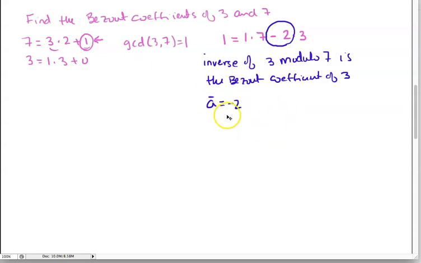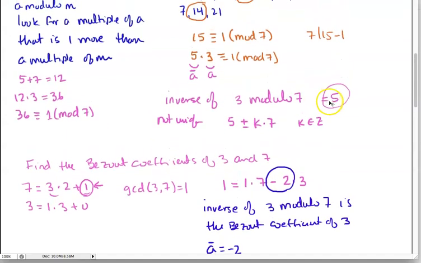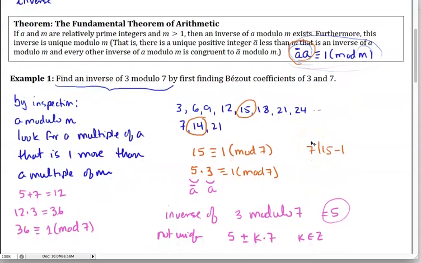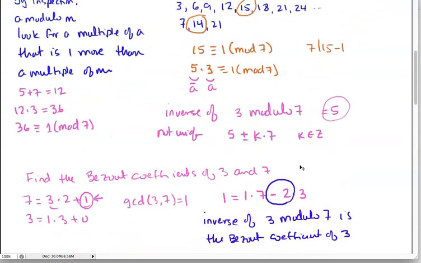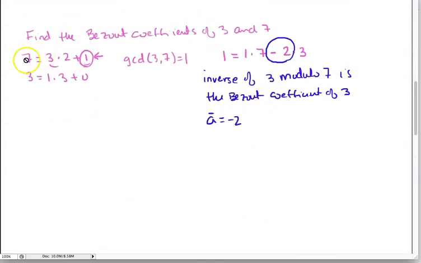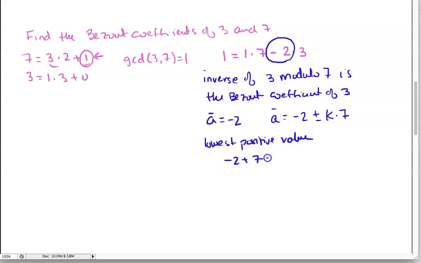Okay, so if we compare with what we've done by hand, we saw that we found the inverse to be 5, not 2. But remember that the inverse is not unique. It can be that value plus or minus any multiple of 7. So this leads us into saying the inverse is -2 plus or minus any multiple of 7. All right. And if I want to look at the lowest positive value, then I take -2 plus 7, which gives me 5. Okay, so that's the same answer as before.